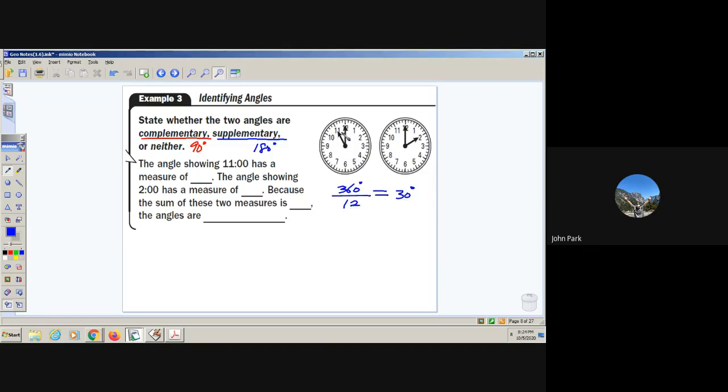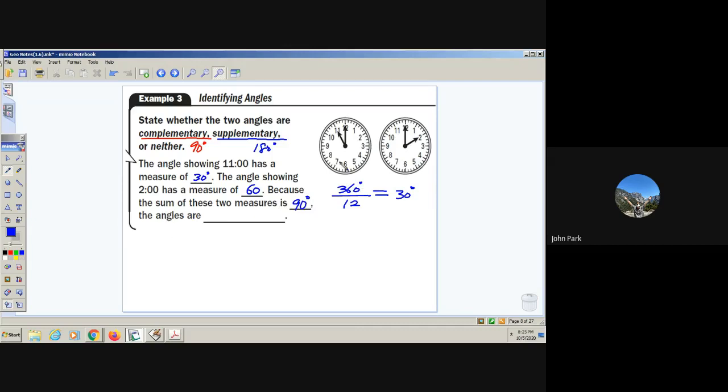So here, the 11 o'clock is 30 degrees, right? Because that's just the 1 hour difference from 11 to 12. The difference between the hour hand and the minute hand is just the difference for 1 hour, right? So from here to here is traveling 1 hour around the clock. So that's 30 degrees. Now, 2 o'clock, from the minute hand to the hour hand, you're traveling 2 hours if you were to travel from here to here. So that would be 60 degrees, right? Because each hour is 30, so 30 times 2 is 60 degrees. And so if you add 30 plus 60, that's going to add up to 90 degrees.